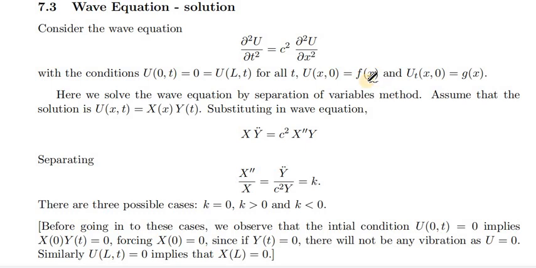And the initial position is f(x), that is u(x, 0) = f(x). And the initial velocity is g(x), u_t(x, 0) = g(x). We are using the method of separation of variables to solve the wave equation. The first step is to assume that the solution u(x, t) is a product of two functions, X(x) and Y(t).